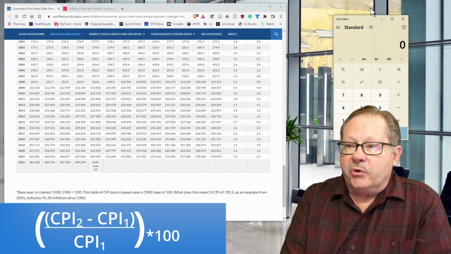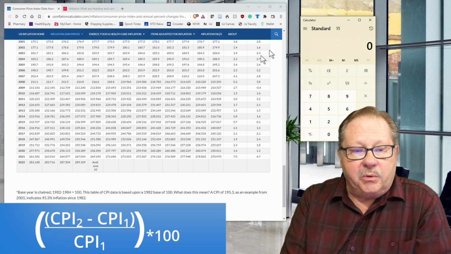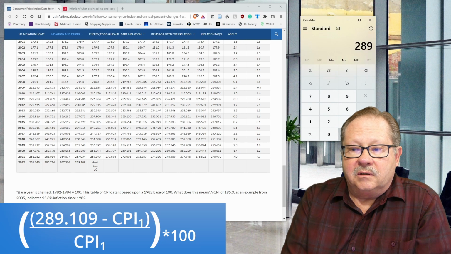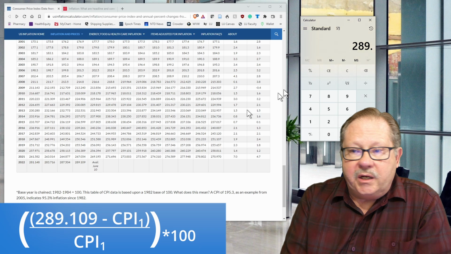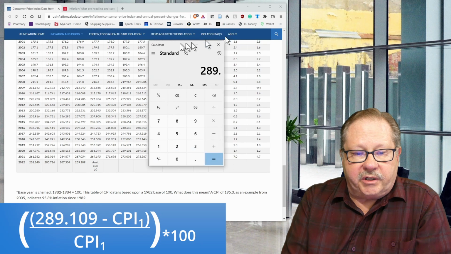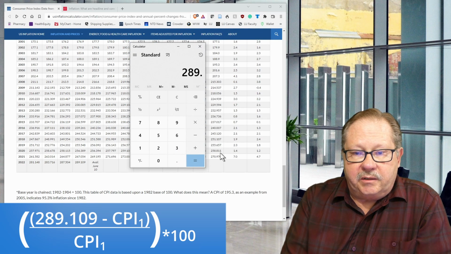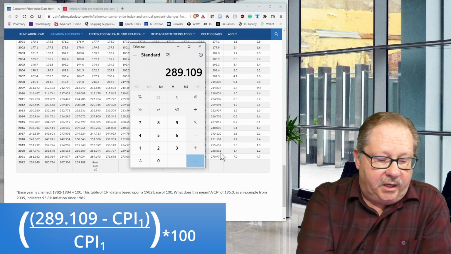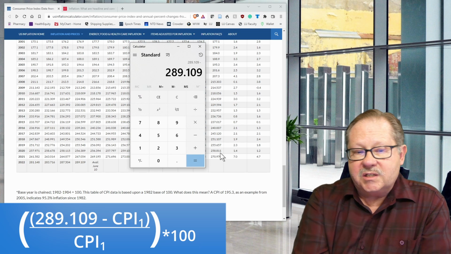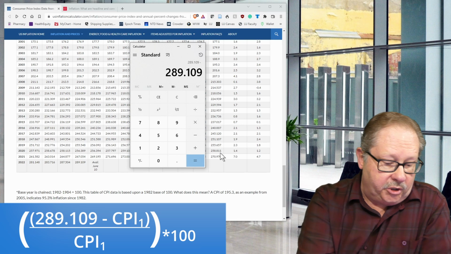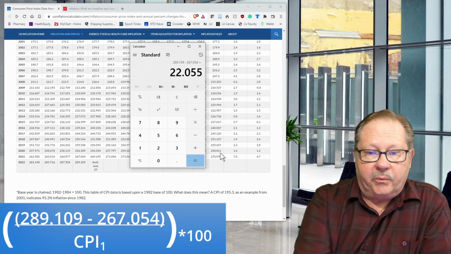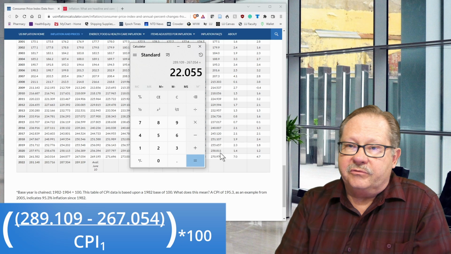Okay, so what we want to do then is take 289.109, and we want to subtract what it was last year at this time in April, 267.054, and we come up with a number of 22.05.